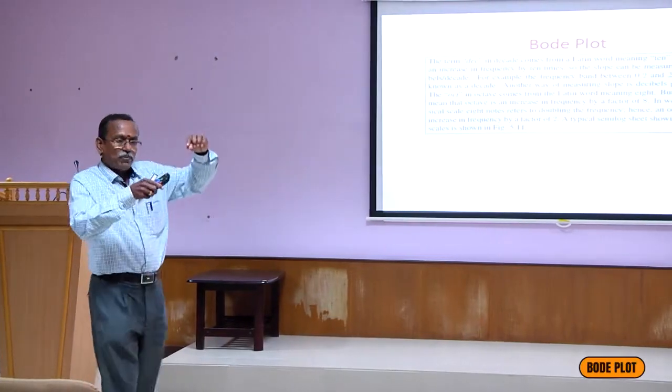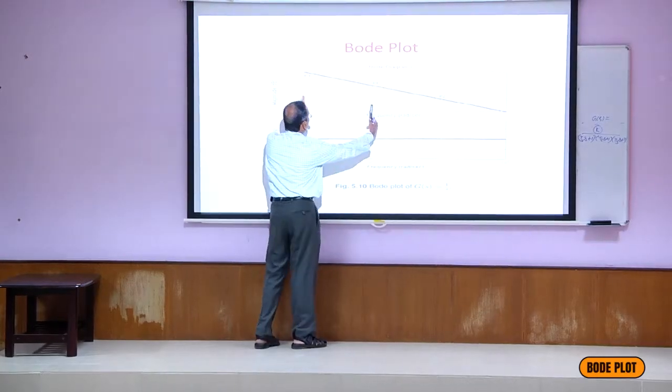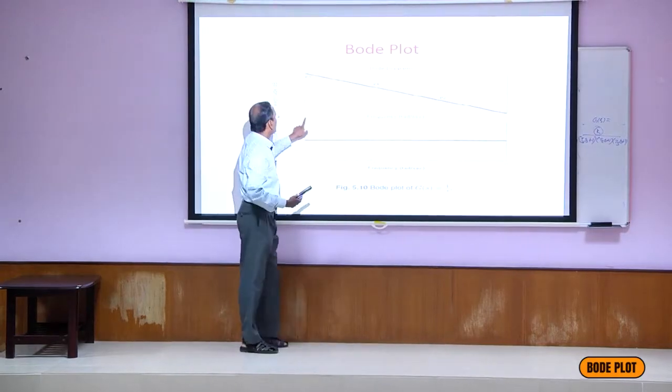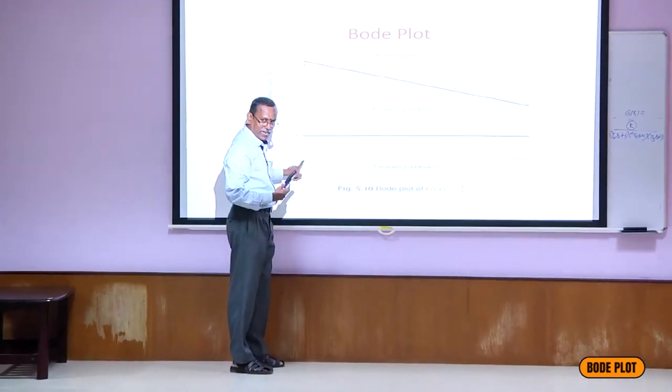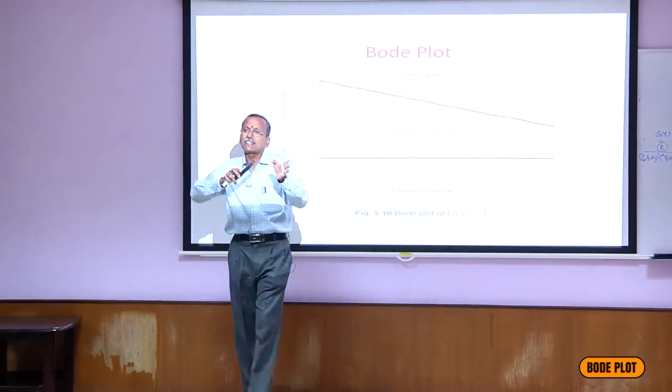Here the line decreases at the rate of... What is the magnitude here? 20 dB, and here 0 dB. What is the width between here and here? 1 decade, because here the frequency is 0.1 and here it is 1. 1 to 0.1 is 10 times.